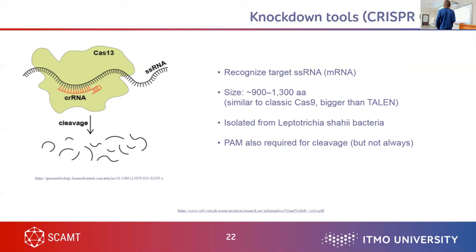It depends on where we isolate CRISPR-Cas13 from. Firstly, it was isolated from Leptotrichia shahii bacteria. But we can also use CRISPR-Cas13 from another bacteria, and they will either require a PAM or will not require it.